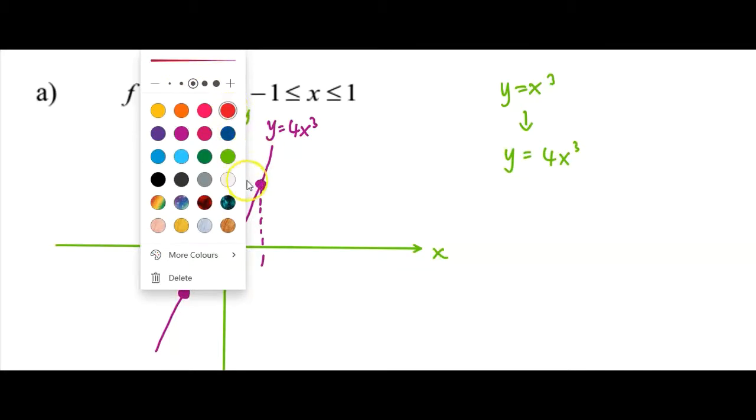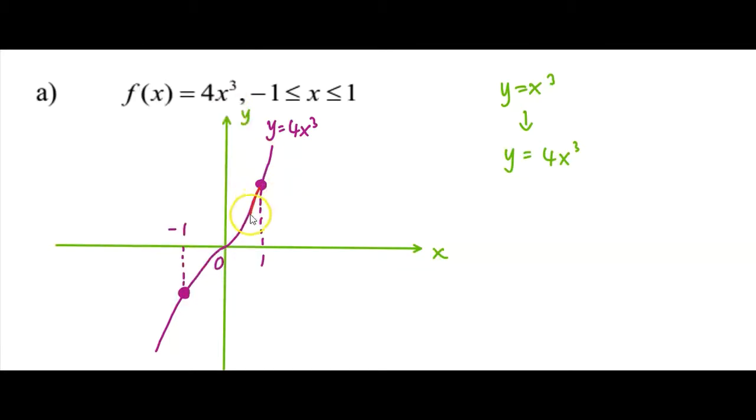I use the red color to highlight the graph that I want, including the dense circle. After that, the excess graph, I will erase it off. So this is the graph that we want, where the domain is from -1 to 1.